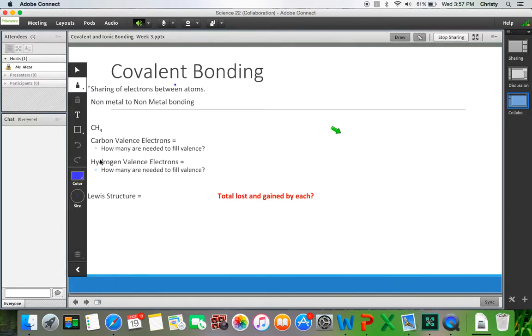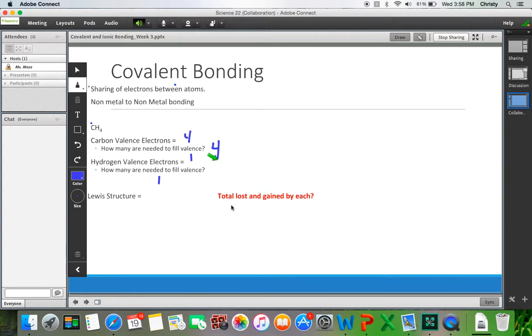So here's our bond right here: 1 carbon and 4 hydrogens. And I know there are 4 hydrogens because of this number 4 right here at the bottom. If there's no number, then we're just assuming that there's 1. So since carbon doesn't have any number attached to it, there's 1, and hydrogen has that little 4, so there's 4. We already said that carbon has 4 and hydrogen has 1, so hydrogen wants 1 and carbon wants 4.